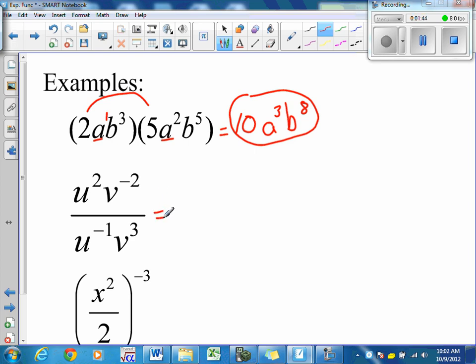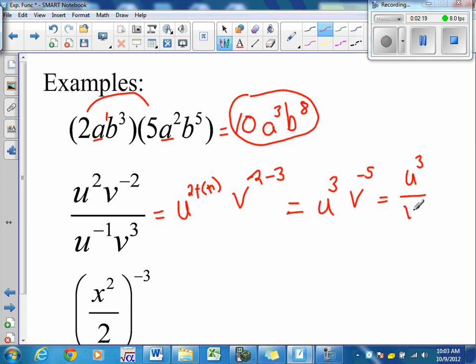Now, if we are dividing, we subtract. So I have u to the 2 minus a negative 1, and v to the negative 2 minus 3. Minus a negative is a plus, so 2 minus a negative 1 is 3. For v, negative 2 minus 3 is negative 5. If I write that with positive exponents, that's u cubed over v to the fifth.